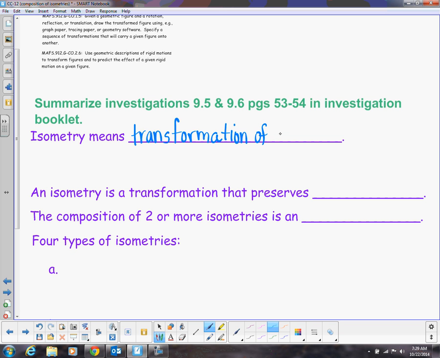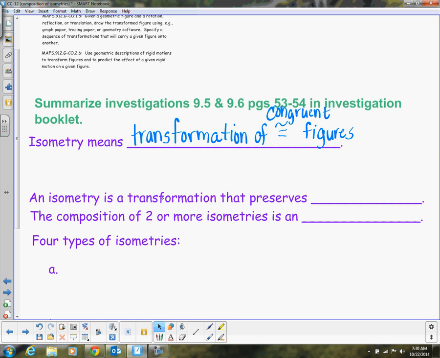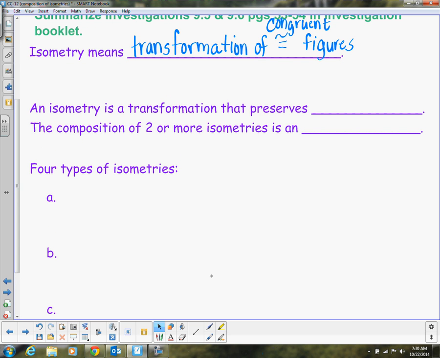So they're going to have, how about corresponding sides are all going to be equal? Not necessarily all in one figure, but the sides will be equal length, the angles will be equal measure. So it's transformation of congruent figures. That's a congruent symbol. Let me write this. An isometry preserves what? Length and what kind of measure? Angle measure.